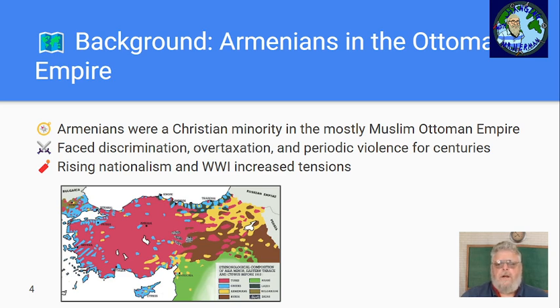Armenians were a Christian minority living within the Muslim majority Ottoman Empire. They had lived there for centuries, but faced discrimination, unfair taxes, and periods of violence. By the early 1900s, the Ottoman Empire was falling apart, and nationalist tensions were rising. The government began to see Armenians as outsiders, people who couldn't be trusted.